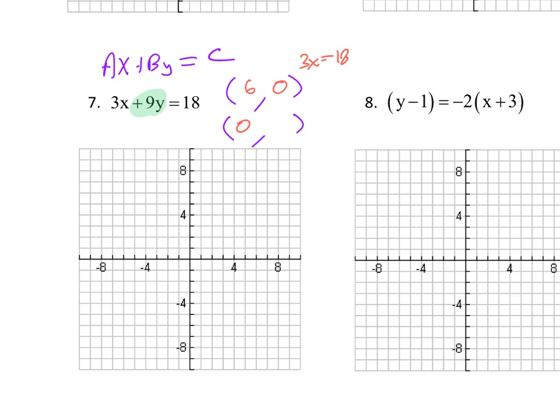And then I'm going to next cover up the x and just deal with the y. And so now I have 9y equals 18 if x is 0, and so that gives me y equals 2. There's two nice points, (6, 0) and (0, 2). If you have 2 points, you've got a line.